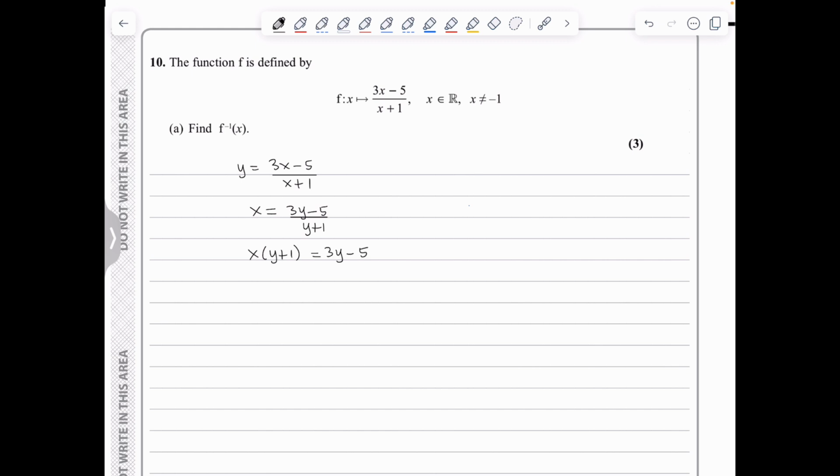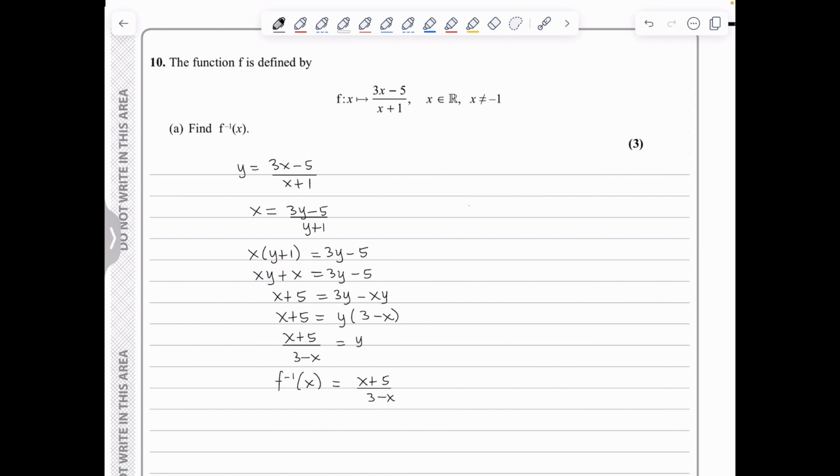We're trying to make y the subject, so xy plus x is 3y minus 5, leading to x plus 5 is equal to 3y minus xy, and therefore x plus 5 is y brackets 3 minus x, so (x plus 5) over (3 minus x) is equal to y, and I can conclude that f inverse of x is equal to (x plus 5) over (3 minus x).